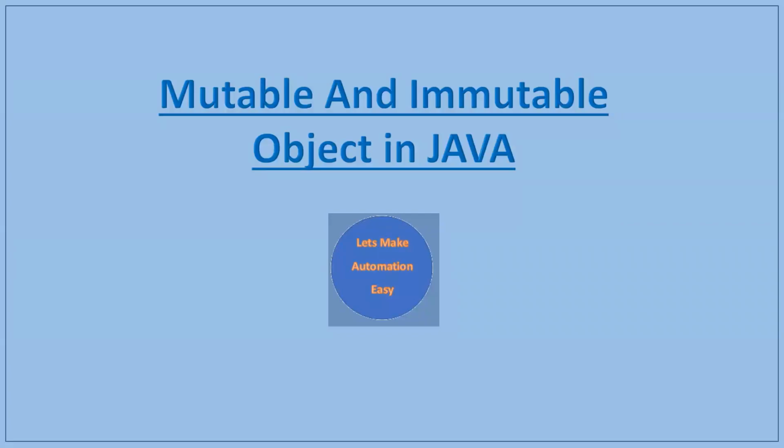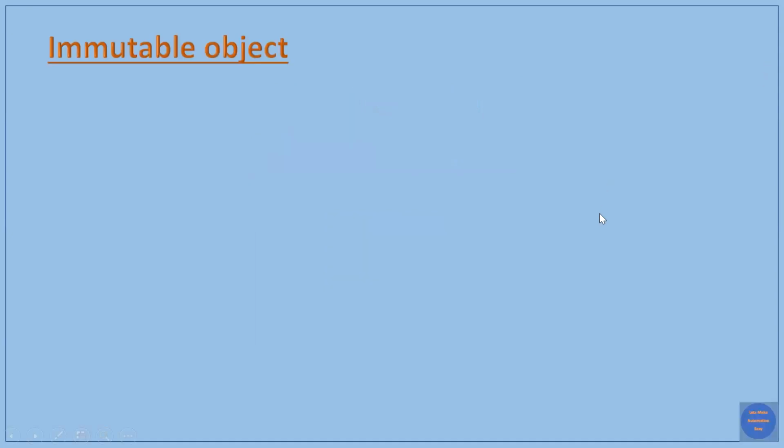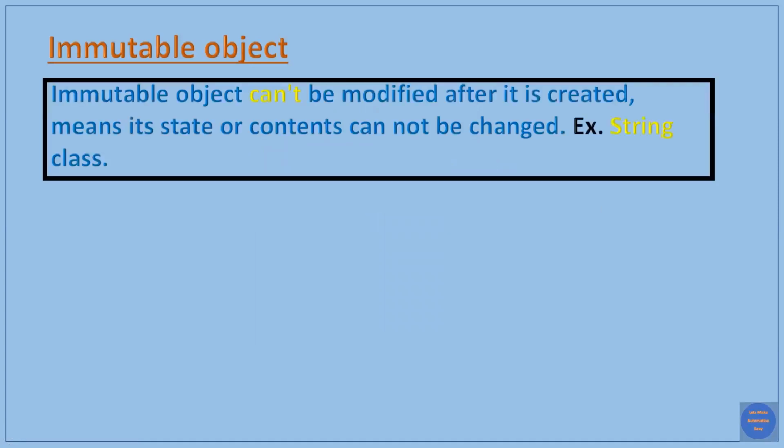Welcome all. Today I am going to tell you about the mutable and immutable object in Java. So first of all, you will see what is an immutable object. In an immutable object, when the object is once created, we cannot modify it.